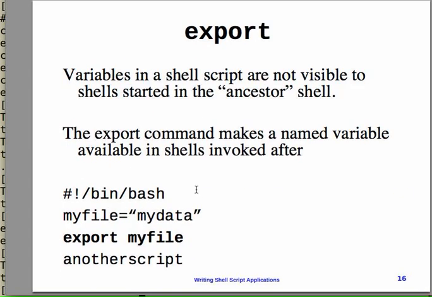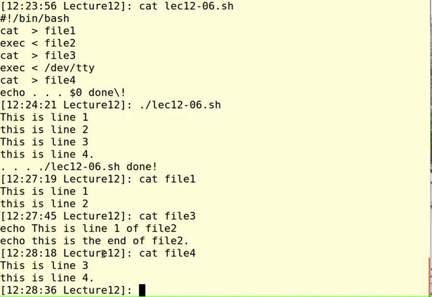Okay, the last couple of things that we're going to look at is the export. Variables in a shell script are not visible to shells started inside the ancestor shell. That is, if you were to run a script inside another script, it won't be able to see variables defined in this ancestor or parent script unless you use export. So what am I talking about? Let's take a look at this.